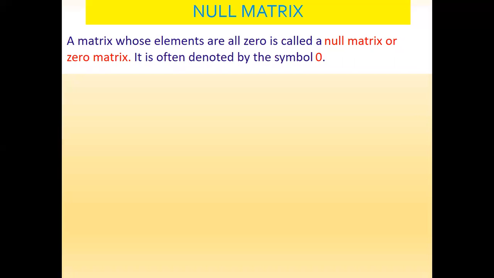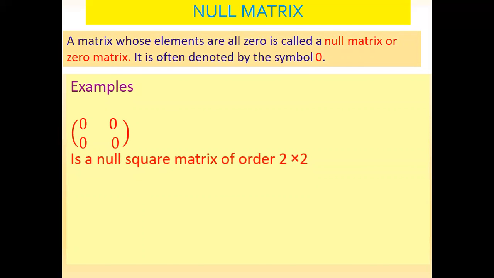Now the null matrix, from the word null, I think that's easy to guess. A matrix whose elements are all 0 is called a null or 0 matrix. So that's the definition, and it's denoted by the symbol 0. Examples of the null matrix: you can see this is a 2 by 2 null matrix, and this is another, a 2 by 3 null matrix. So just note that when all the elements in the matrix are equal to 0, then of course that's called a null or 0 matrix.